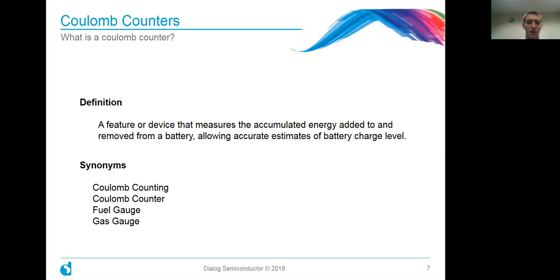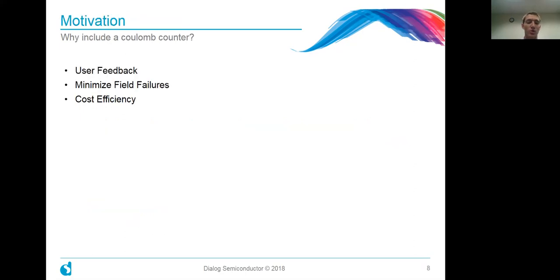So what are some synonyms to the Coulomb counter? They go by Coulomb counting, Coulomb counter, fuel gauge, gas gauge. All of these get tossed around as ideas that are doing or performing the exact same function of measuring the battery charge level. So what is the motivation?